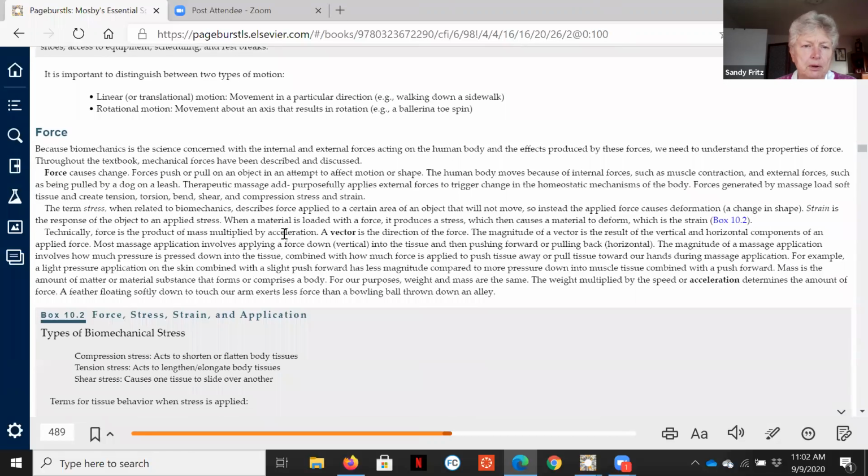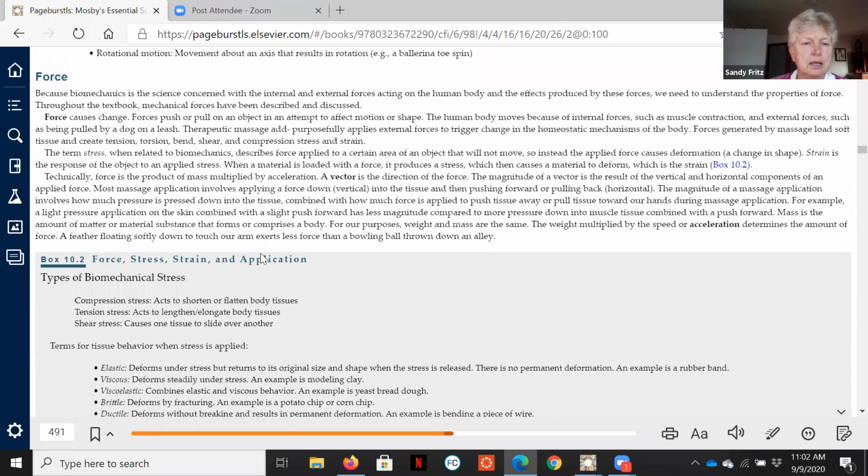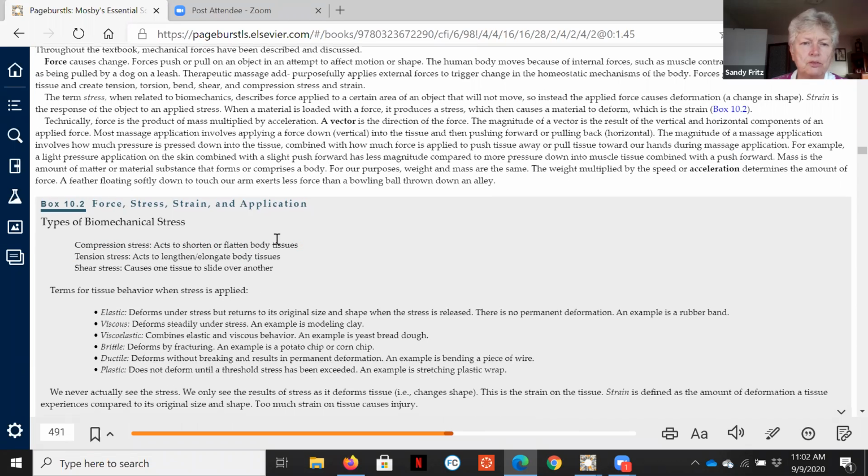So force is an important concept. What we do when we provide massage with the methodology is we exert a mechanical force. There are other kinds of forces, but what we use is a mechanical force. And those forces cause the soft tissue to either move or change shape.